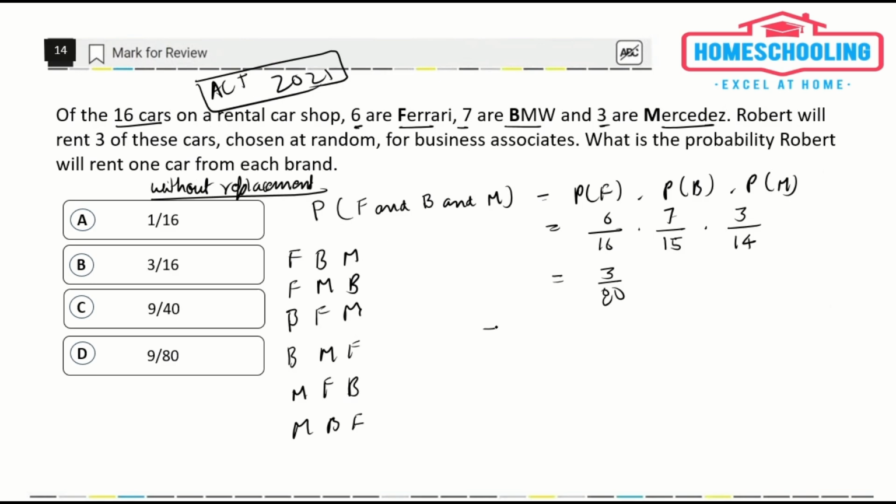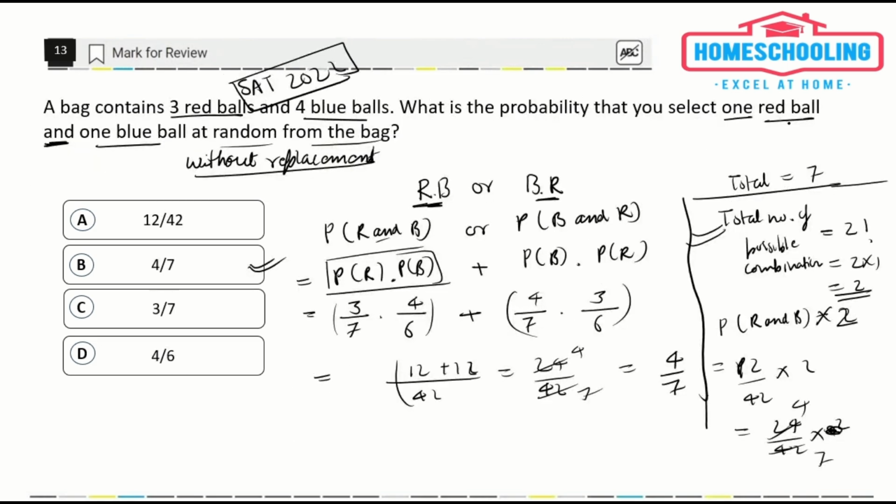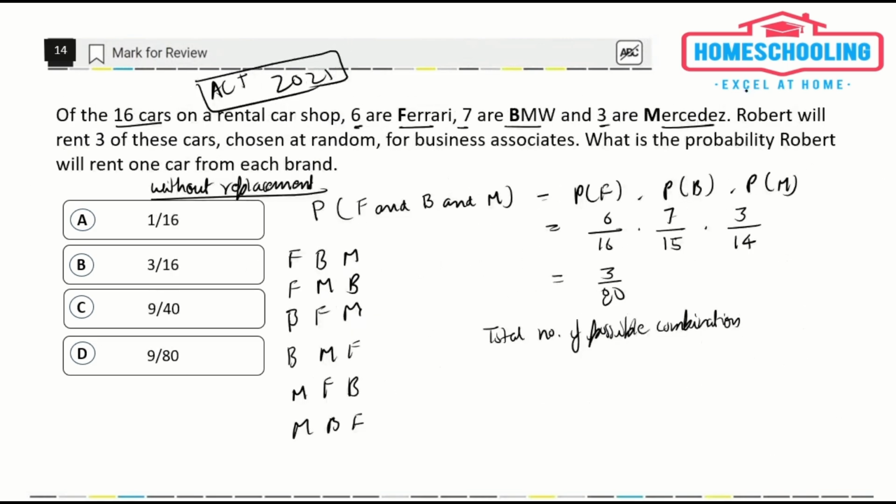Here, the total number of possible combinations: as in the previous question, we had 2 types of balls, red and blue. Here we have 3 types of cars, Ferrari, Mercedes, and BMW. So this will be 3 factorial. So 3 factorial is 3 into 2 into 1. So there are 6 possible combinations. So whenever we have to find the answer, we will just multiply it by 6. So the probability times the number of possible combinations, that is 6.